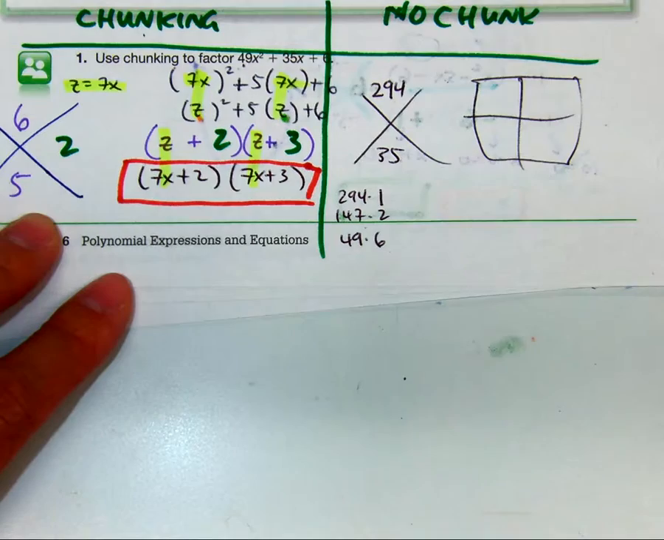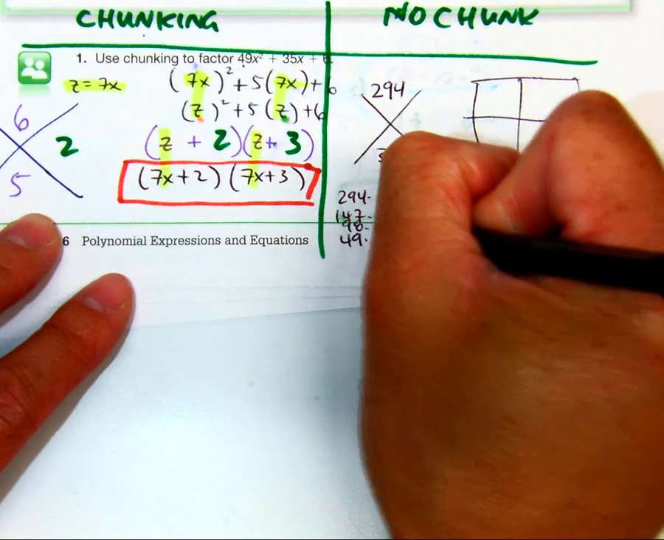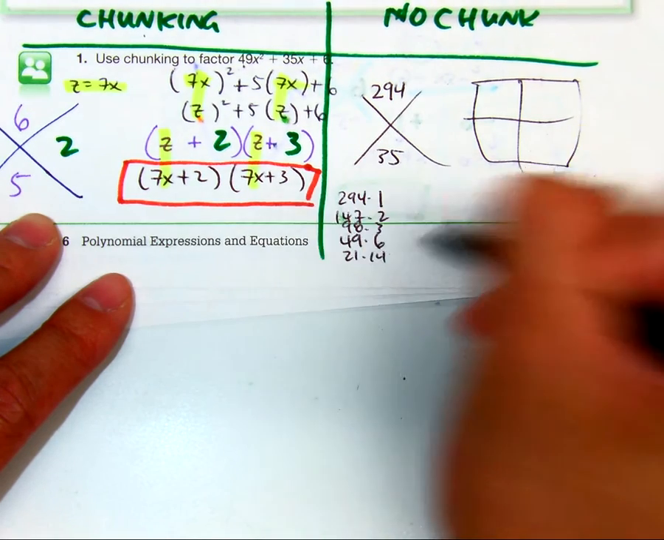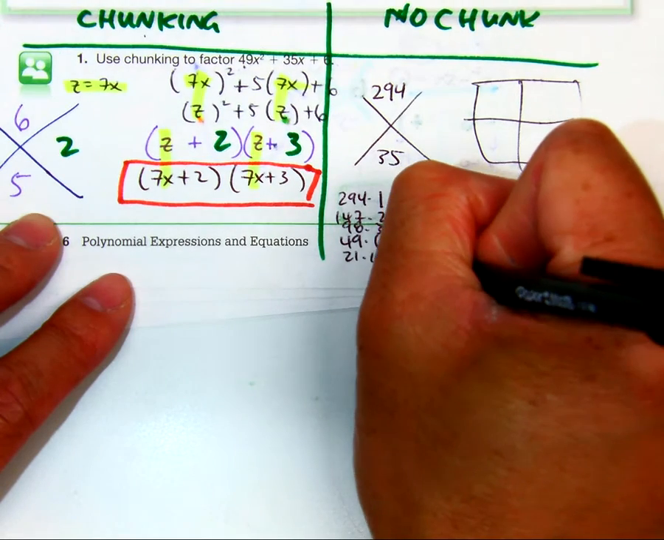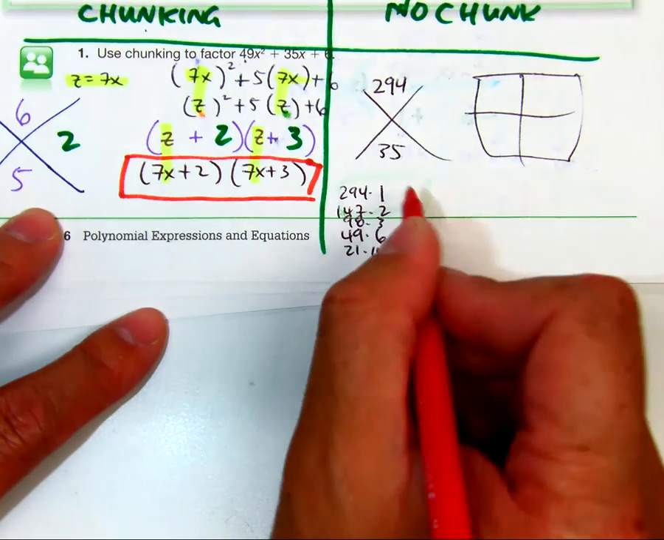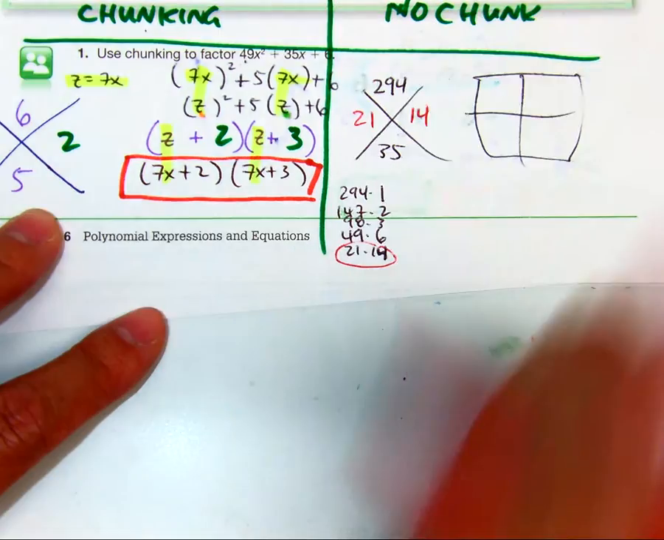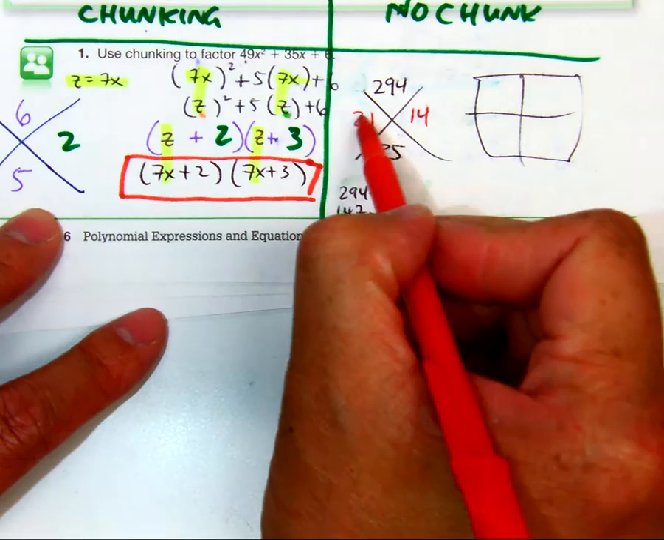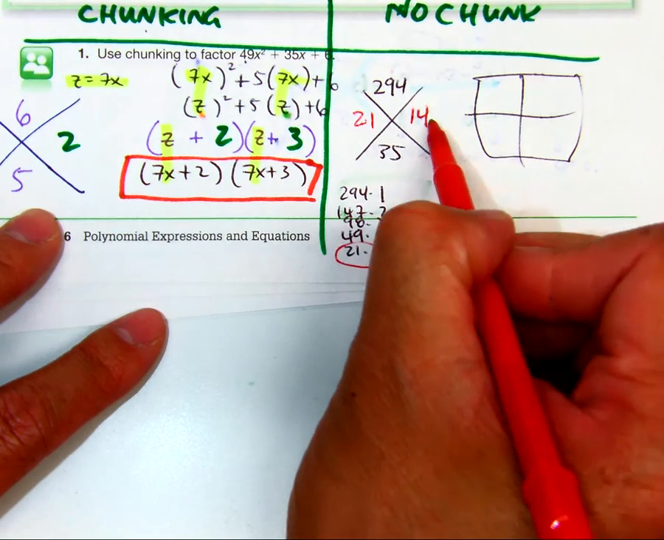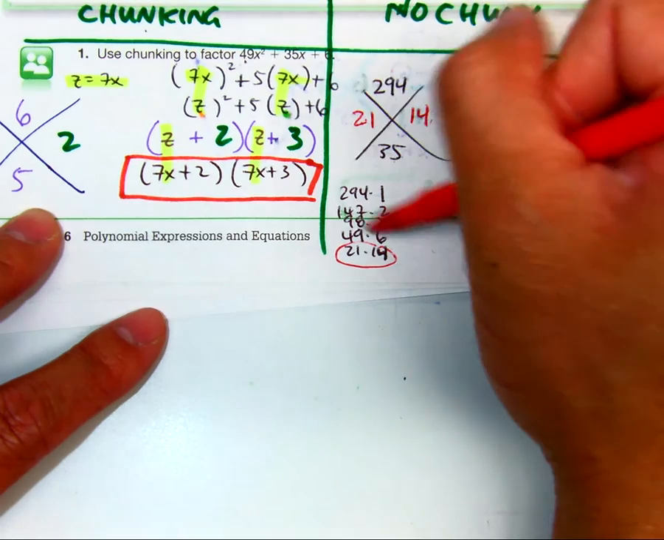Echo? 98 times 3. Thank you. 21 times 14. Did we find it? What is it? These 21 times 14 gives you 294. 21 plus 14 gives you 35. So again, when the numbers get large, do this method.